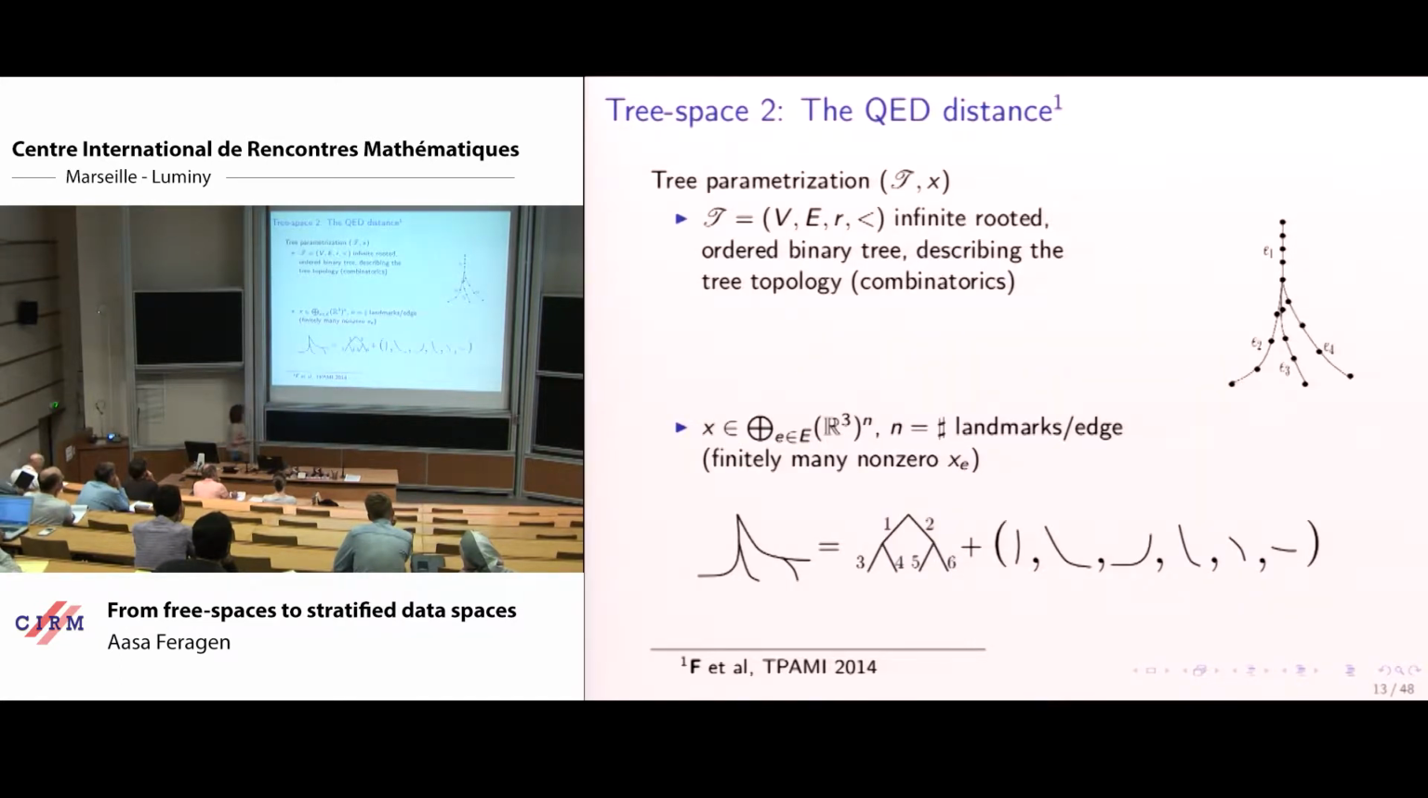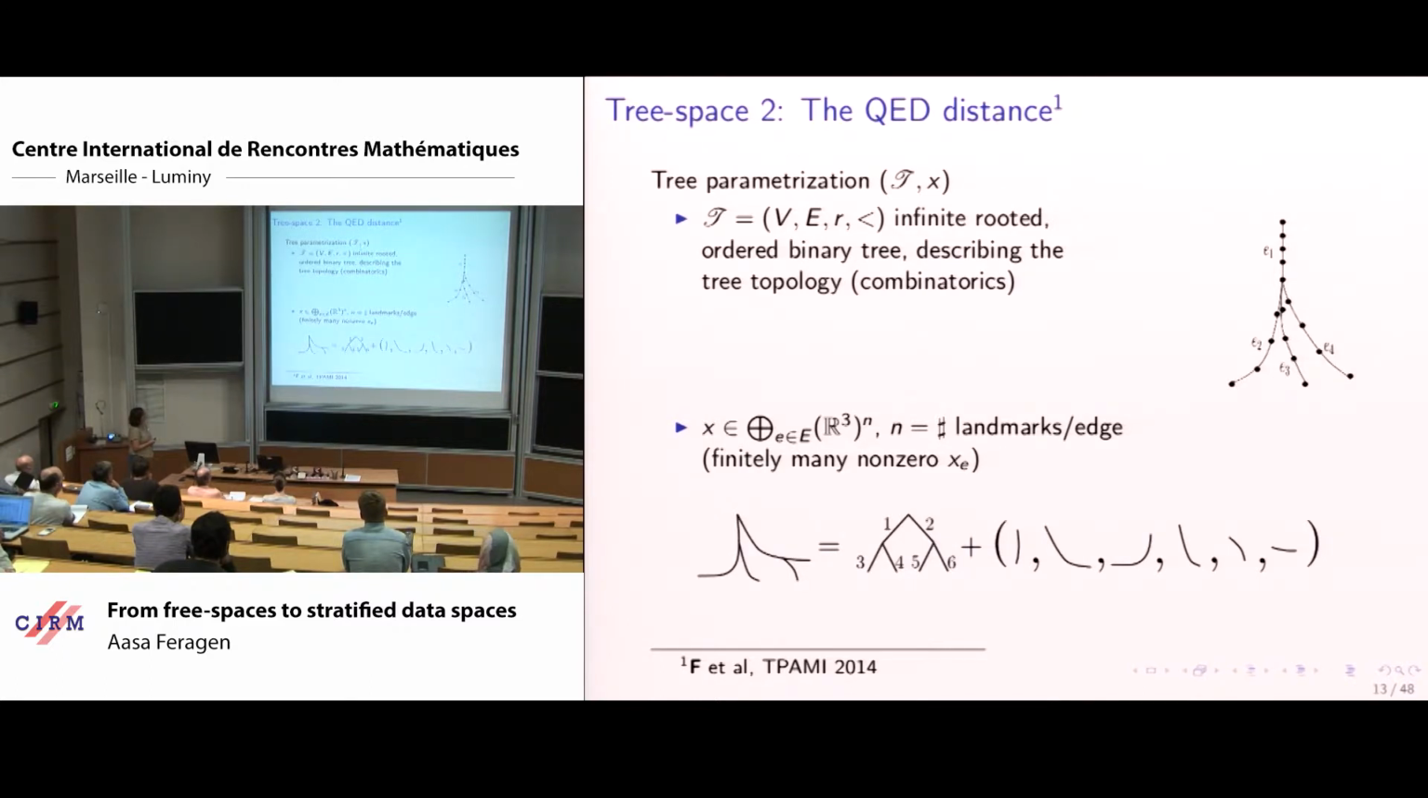So instead, we define a different distance, which will turn out to be related, but it is different. To be a little bit more formal, we parameterize our trees, again, as I've sketched before, as consisting of a combinatorial structure. This is going to be represented by an infinite rooted ordered binary tree, which will describe the topology of your tree, or the combinatorics.